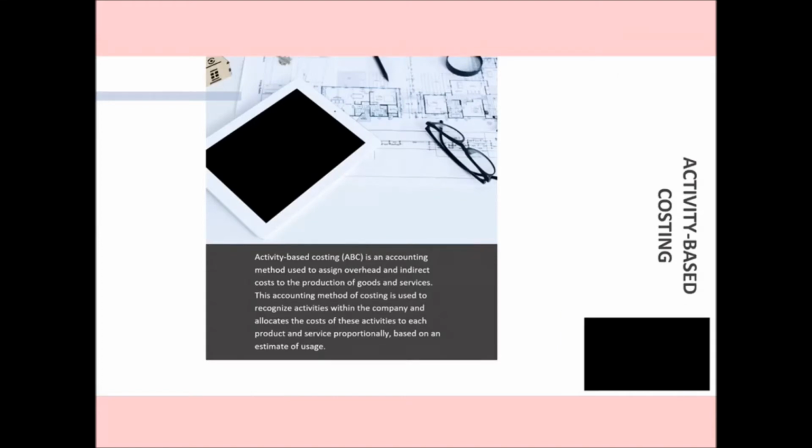As an example, we produce pencils and pens. Pens would require more overhead, like packaging, different types of packaging, than pencils. Using activity-based costing, we will assign the right overhead cost to the appropriate products. That way, overhead is higher for pens than pencils.